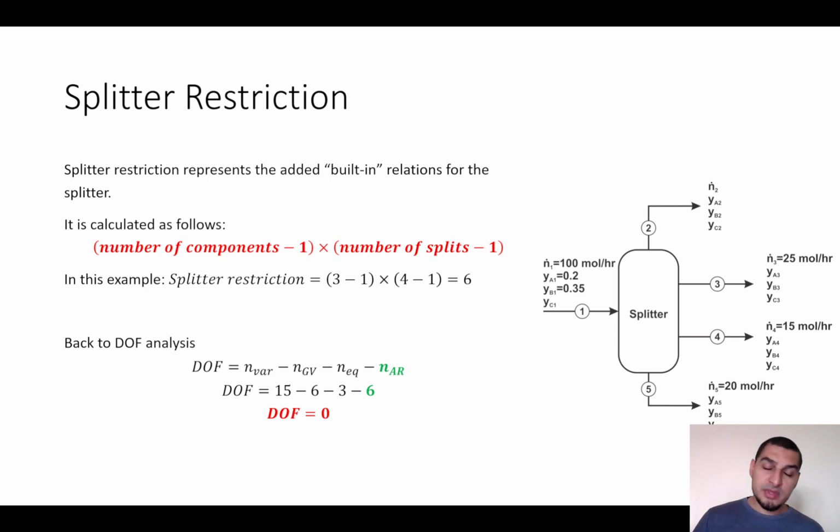And the good thing about the split restriction is that we don't do anything different for the degrees of freedom calculations of the splitter. We calculate the number of variables the same way, number of given variables the same way, number of equations the same way. You just need to be aware that this is a splitter and put the splitter restriction as an additional relation. And that's it. So this is the solution to the problem. When we do the solution, we will say that YA1 equals YA2 equals YA3 equals YA4. So we will put the numbers. So this is what we can do.